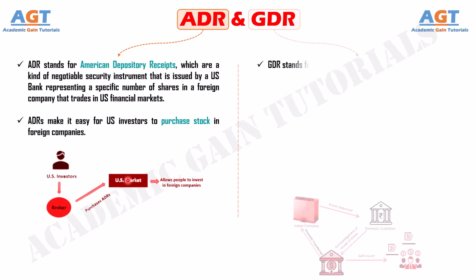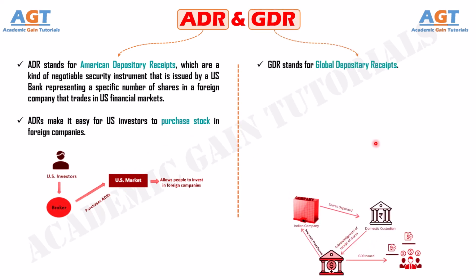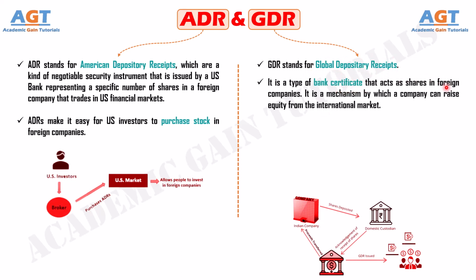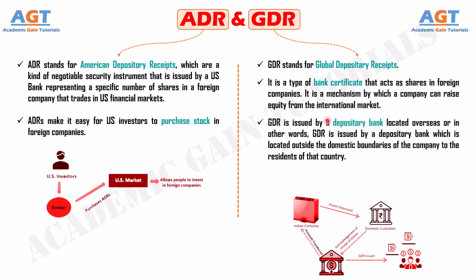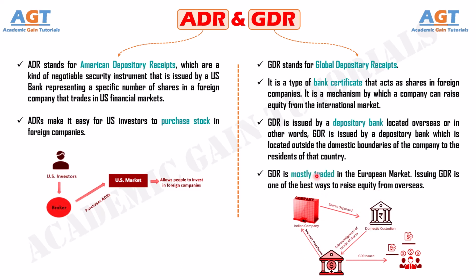On the other hand, GDR stands for Global Depository Receipts. It is a type of bank certificate that acts as shares in foreign companies. It is a mechanism by which a company can raise equity from the international market. GDR is issued by a depository bank located overseas, or in other words, a depository bank which is located outside the domestic boundaries of the company, to the residents of that country. GDR is mostly traded in the European market. Issuing GDR is one of the best ways to raise equity from overseas.